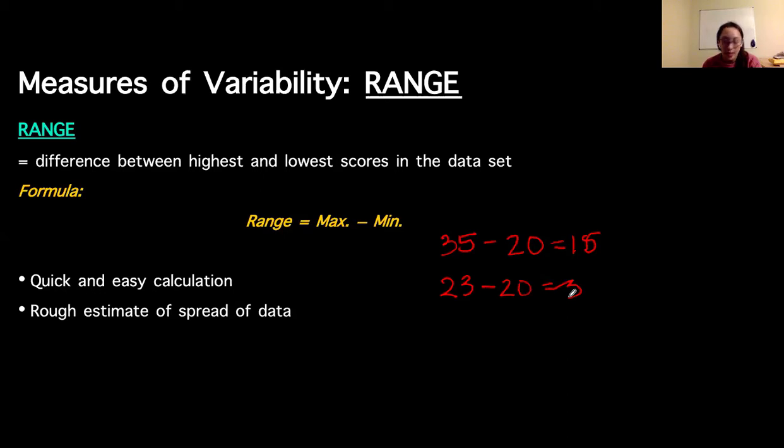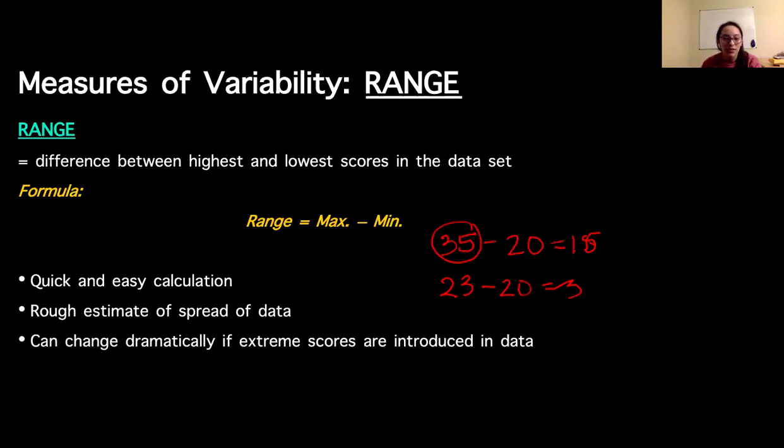And the reason why we got this extreme difference is because of this extreme score, right? So we get a rough estimate of the spread of data, but we don't always get the big picture just because if extreme scores are involved, they dramatically skew what the range actually is, right? Because we're going from one end of the spectrum to the other end. So you have to use it with caution. Any questions on range? I feel like usually this one's pretty easy.